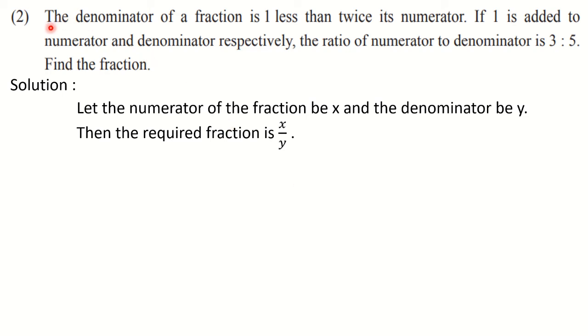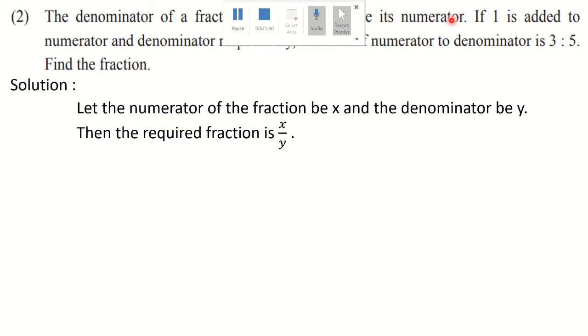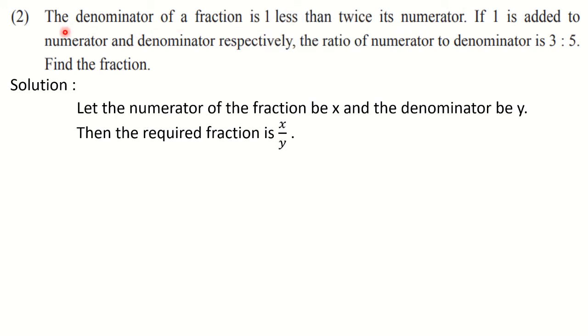Let us read the first condition. The denominator of a fraction is 1 less than twice its numerator. See, always I have said to mark this word is, which stands for equal to. So this is your left hand side and this is your right hand side. Got it? So what is the left hand side? The denominator. Denominator means what? y. Okay, here you can write y.